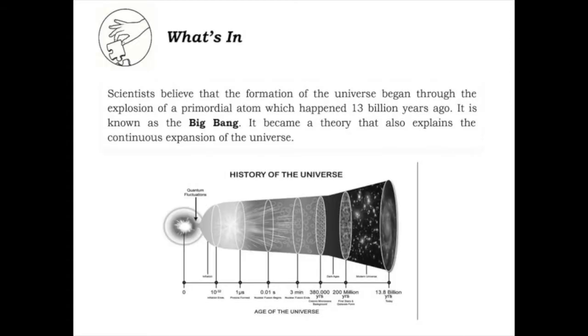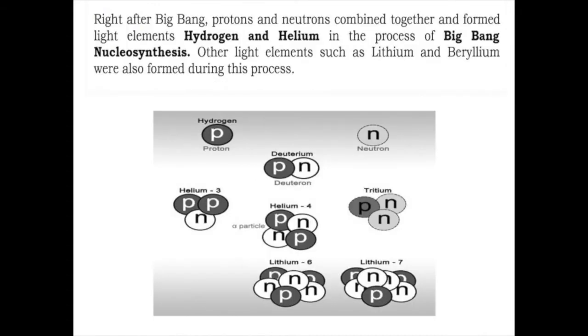What comes to your mind when you hear the word Big Bang? Scientists believe that the formation of the universe began through the explosion of a primordial atom which happened 13 billion years ago. It is known as the Big Bang. It became a theory that also explains the continuous expansion of the universe. Right after the Big Bang, protons and neutrons combined together and formed light elements, hydrogen and helium, in the process of Big Bang nucleosynthesis. Other light elements such as lithium and beryllium were also formed during this process.